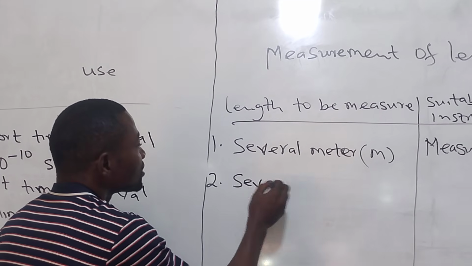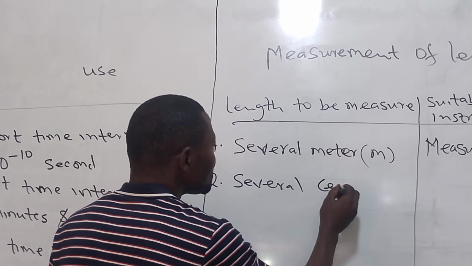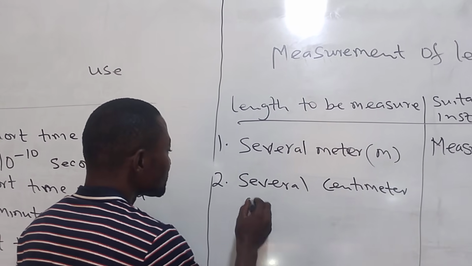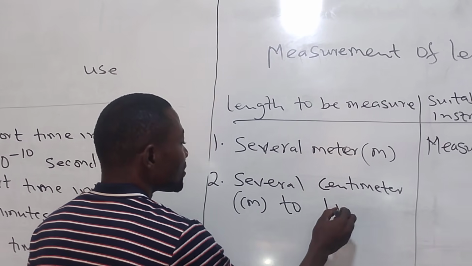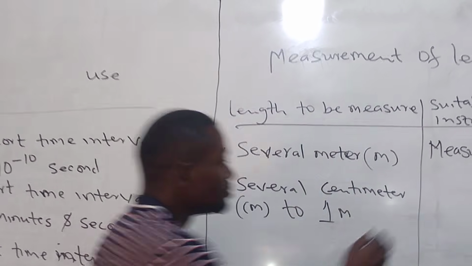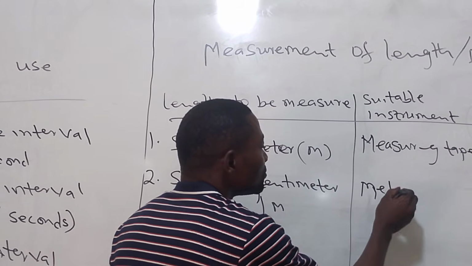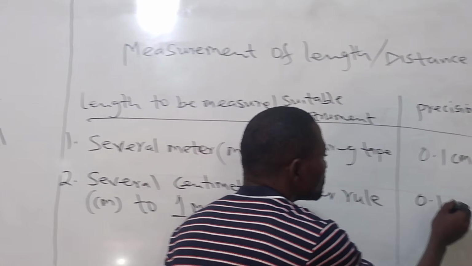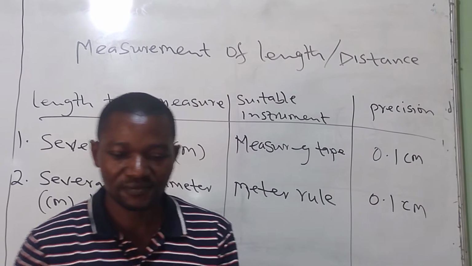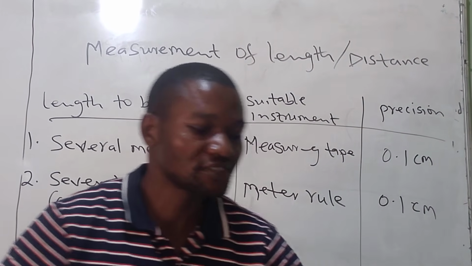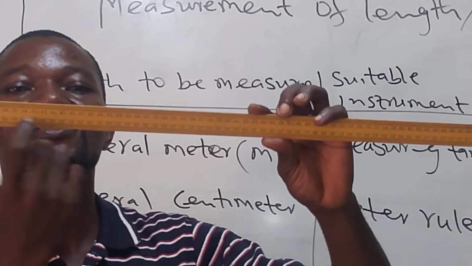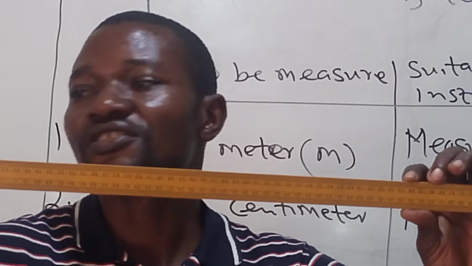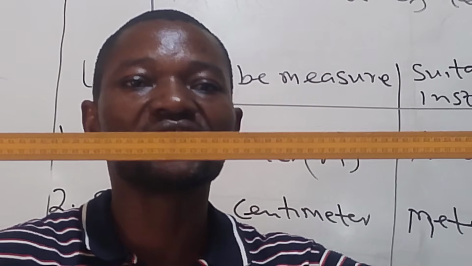If you want to measure several centimeter to 1 meter, which instrument is suitable? The instrument that is suitable is meter rule, and the precision is 0.1 centimeter. Let me show us meter rule. This is meter rule. As you can see, the smallest division is on it, which is the precision. This meter rule is from 0 to 100 centimeter.